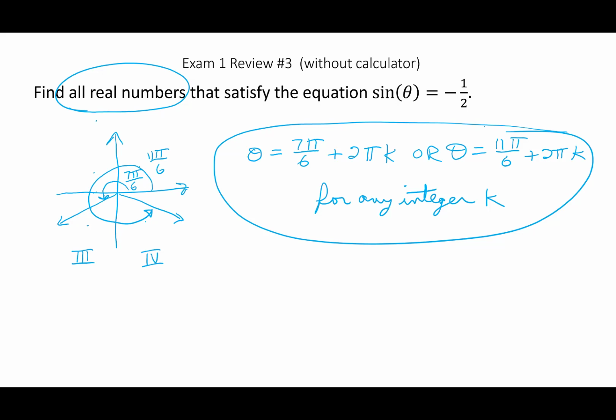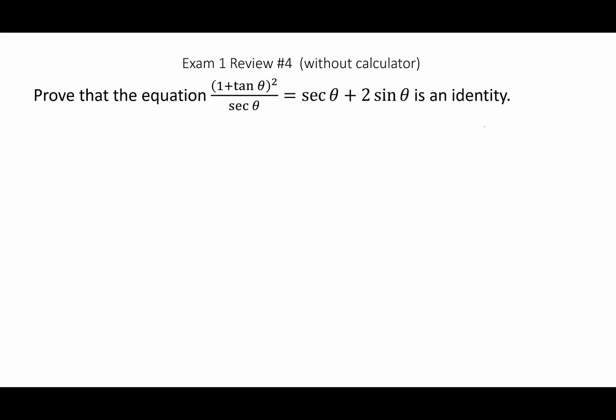And let's move on. Problem number 4 is to prove that the equation (1 + tan θ)² / sec θ = sec θ + 2 sin θ. We want to prove that this equation is an identity. To prove that the equation is an identity, we can start with either the left side or the right side of the equation. I'm going to choose here to start with the left side of the equation.